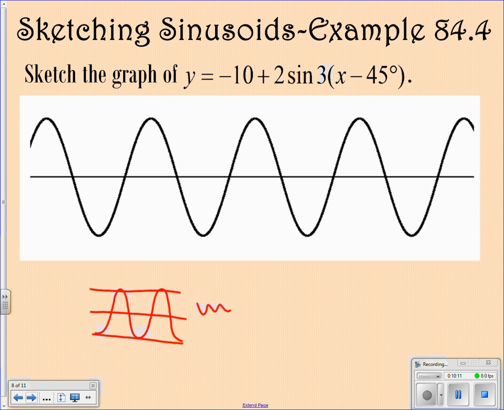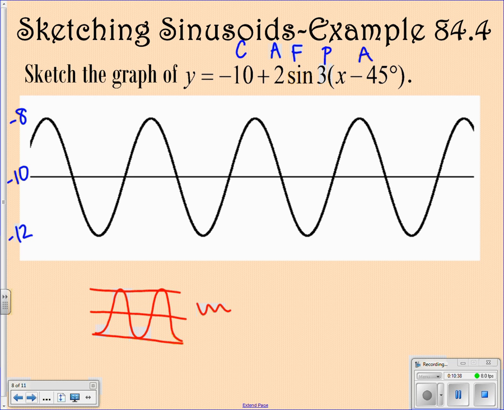So the first thing that we're going to do is start by writing CALC. That's our friend that helps us figure out sinusoids. Okay? So the C is for our center line. Our center line here is -10. The 2 is our amplitude. So we go up 2, that gets us to a -8, and we go down 2. That gets us to a -12.